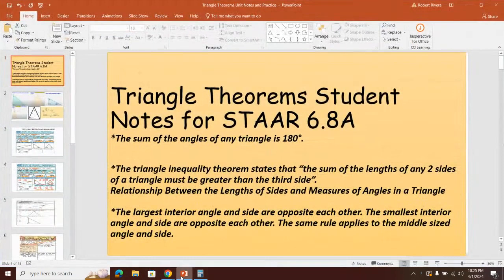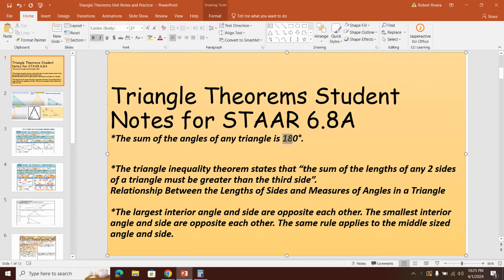Okay, today we'll be learning about the triangle theorems. There's three major ones that we need to know in sixth grade. The first one is that all the angles of a triangle, the interior angles, when you add them up, have to equal 180.